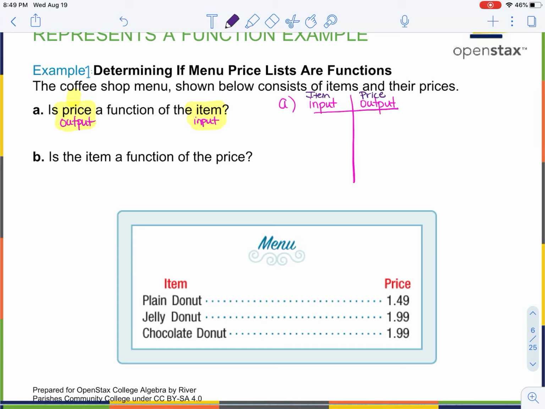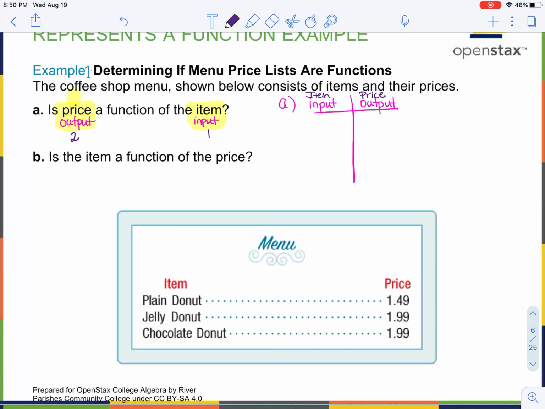Now, notice this when I'm setting up this table, this was second, this was first, even though in the question, the word price comes first and the word item comes second. So you don't necessarily set up the table in that order. So again, is y a function of x? Is output a function of input? Is price a function of item? So item comes first, price comes second.